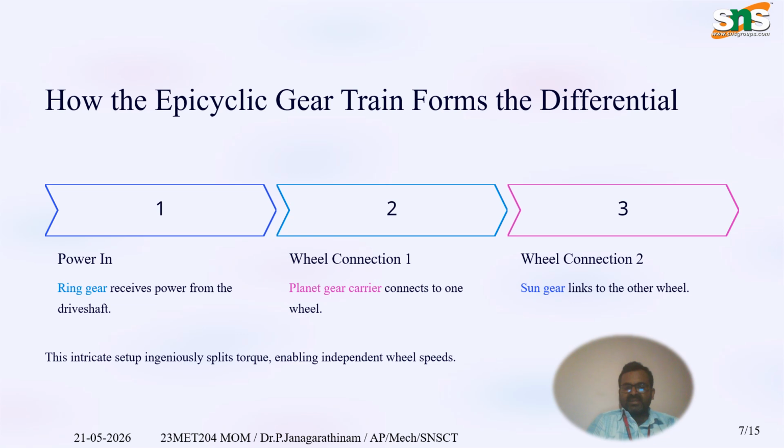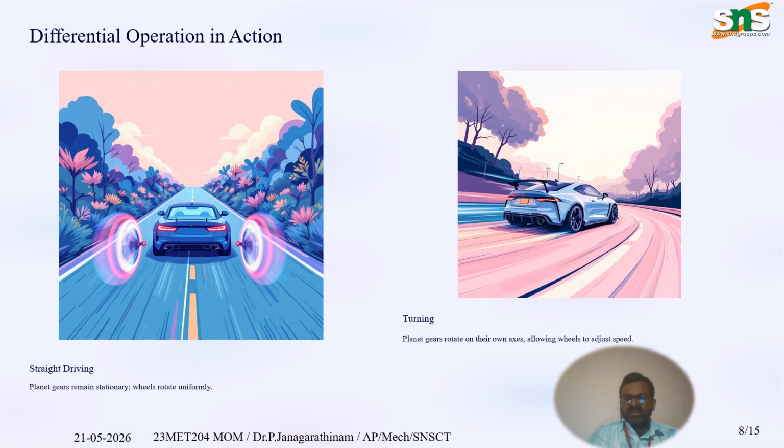This intricate set of gears ingeniously splits torque, enabling independent wheel speed. Based on this wheel speed, it can be monitored. This is the differential in action. When starting and driving straight, the planet gears remain stationary and the wheels rotate uniformly. While turning, the planet gears rotate on their own axis, allowing the wheels to adjust their speed. This is how the differential acts in the starting driving condition as well as during turning.